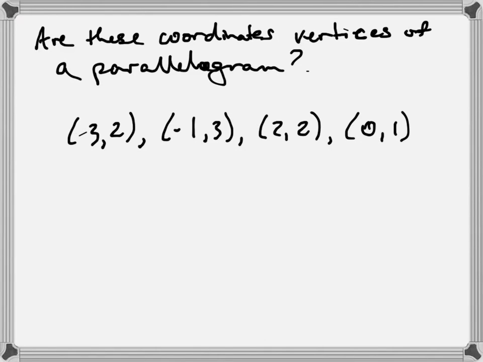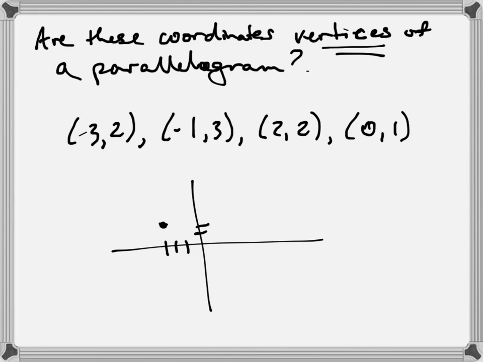Are these coordinates vertices of a parallelogram? Yes or no? So we're going to graph these first, real quick, so we can visually see. 1, 2. There's 3, 2. Negative 1, positive 3 is up here. 2, 2 is up there, and 0, 1 is down there.